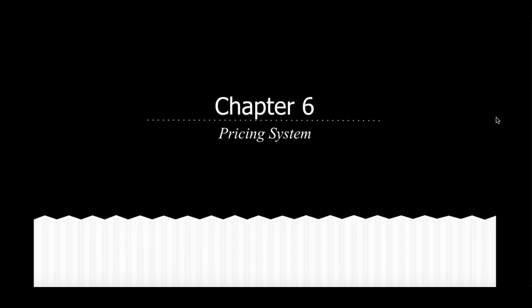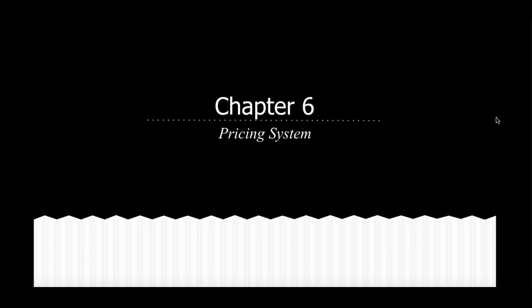So this video is about the beginning of Chapter 6. Chapter 6 in your book is called Demand, Supply, and Pricing, but I like to call it the pricing system. In this chapter, we're going to talk about putting supply and demand together.